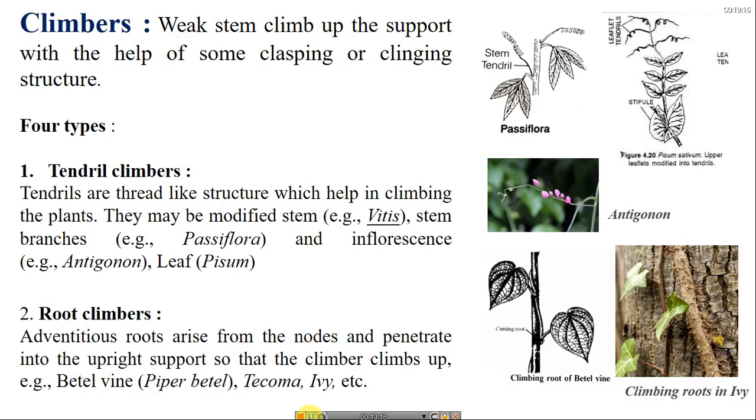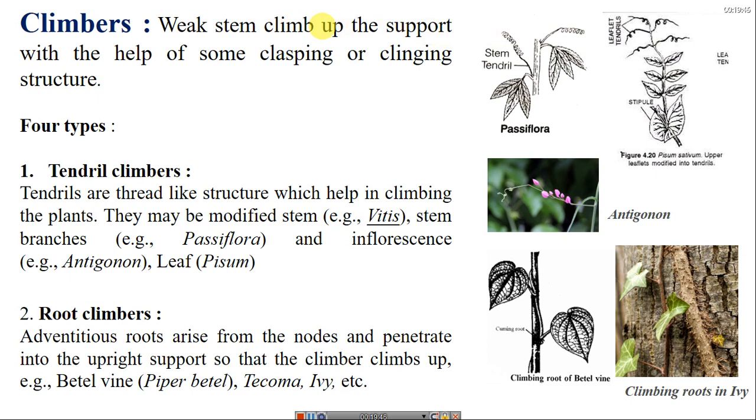As is clear from their name itself, climbers climb onto a support, some other object. That can be a plant, that can be a wall. So these weak stems climb up any support with the help of some clasping or clinging structure. Okay, so there must be help from some other plant part in climbing or clasping onto the support, right? So there are basically four types of these climbers.